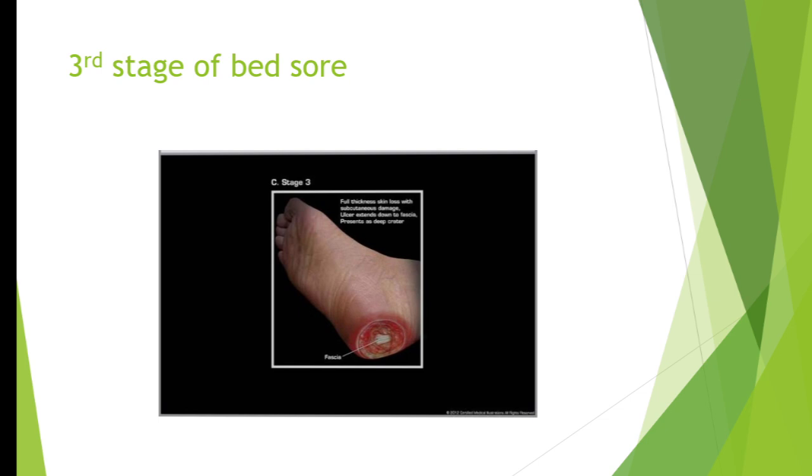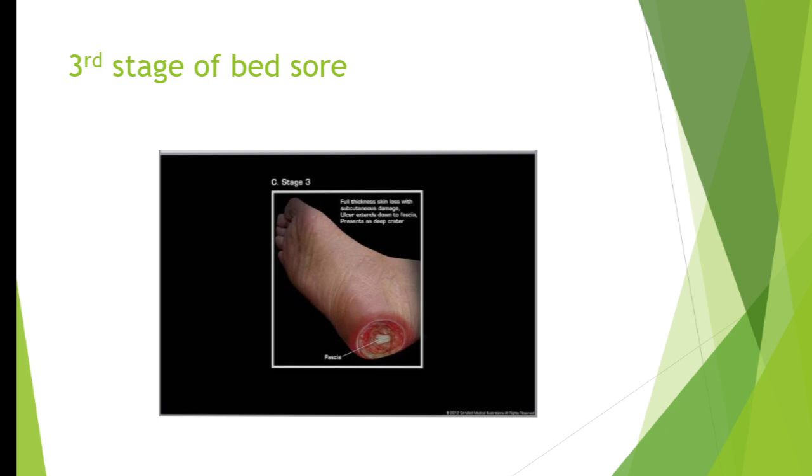The heel is prominent over there. You can see the subcutaneous tissue is also absent in this picture, and fat may be visible, but bone, tendons or muscles are not exposed. The third stage of bed sore may include tunneling and undermining conditions. Those conditions we can see in the third stage of bed sore.